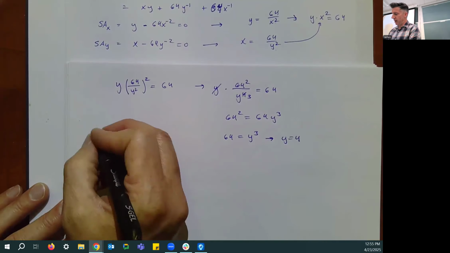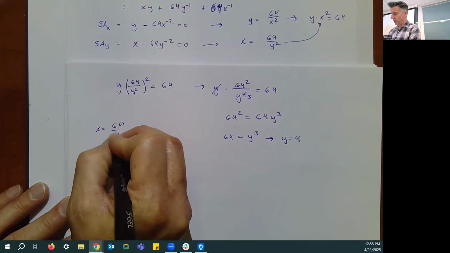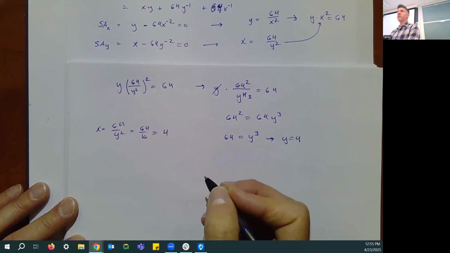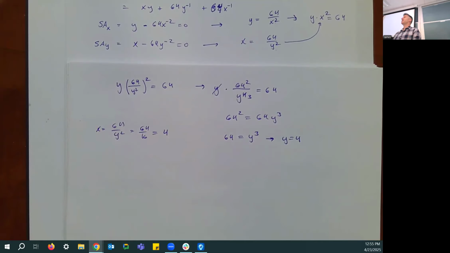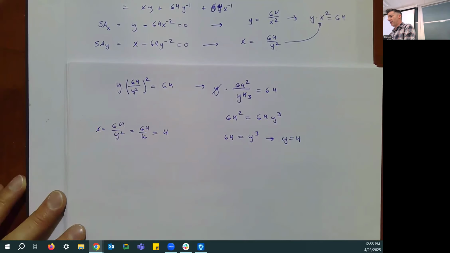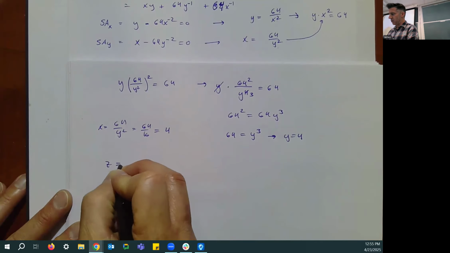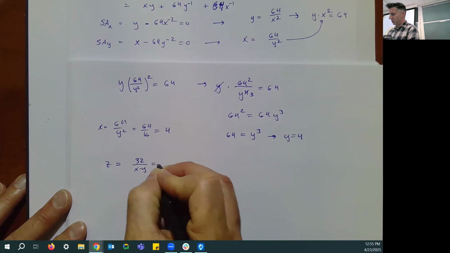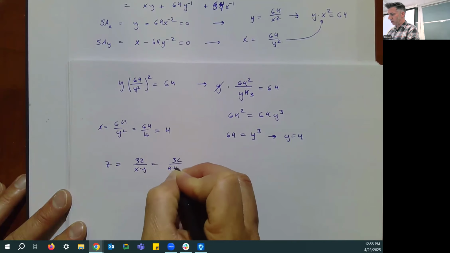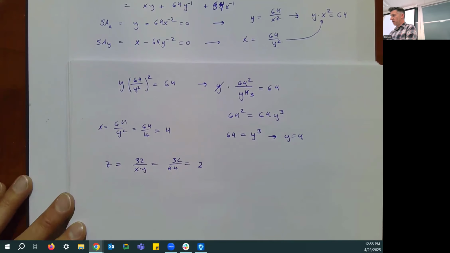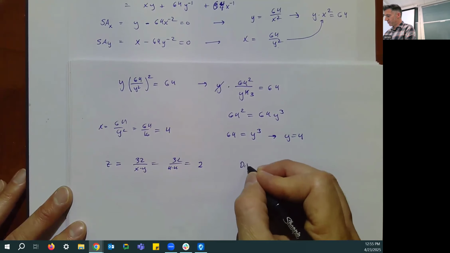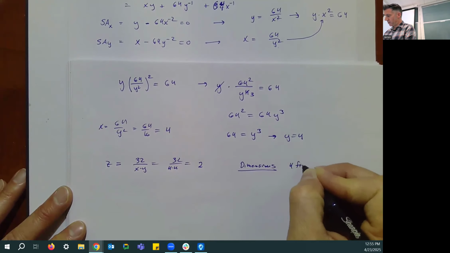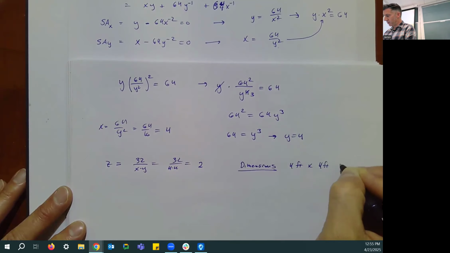We plug back in that x is equal to 64 over y squared, which is 64 over 16. I feel like we did this problem before. We might have done this problem already. Oh well, sometimes it's good to see the same problem again. And then finally, z is going to equal 32 divided by x times y, which is 32 divided by 4 times 4, which is 2. So our dimensions are 4 feet by 4 feet by 2 feet.